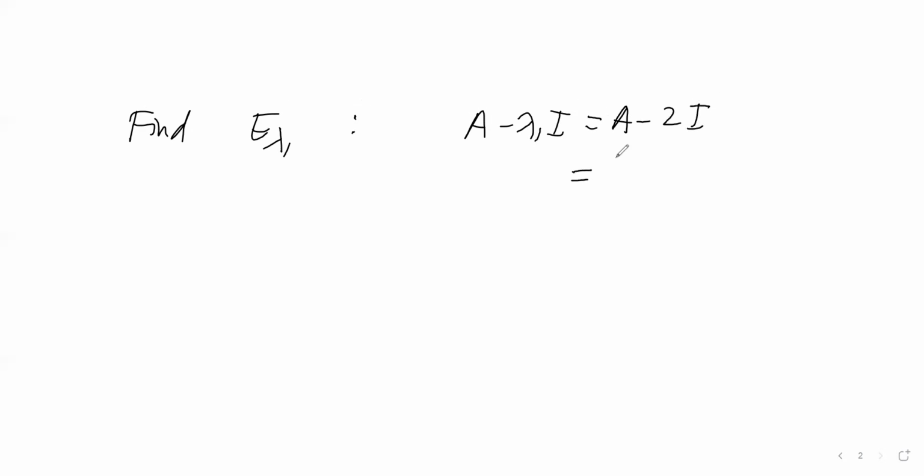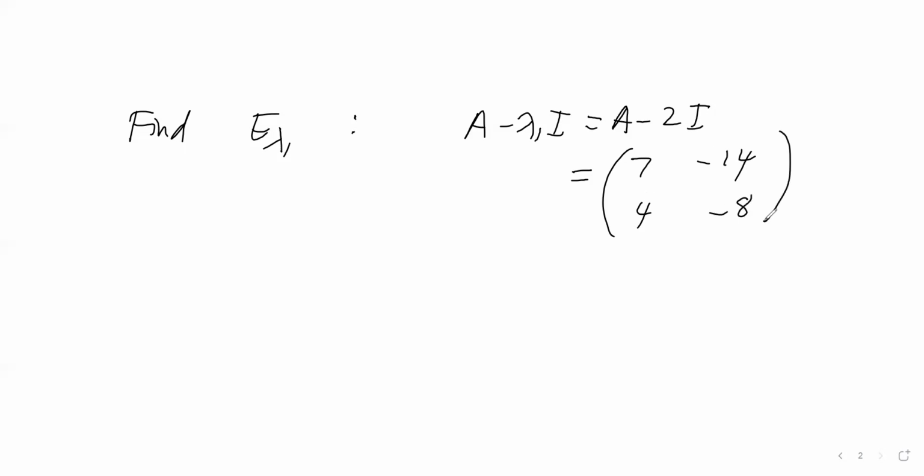So find the eigenspace corresponding to lambda 1, which is going to be this. I'm going to look at A minus lambda 1 times identity, which is A minus 2 identity. This means you're going to subtract 2 from the diagonal entries of A. The diagonal entries of A are 9 and negative 6. I'm going to subtract 2 from those. So subtract 2 from 9, that's 7. Then subtract 2 from negative 6, that's negative 8.